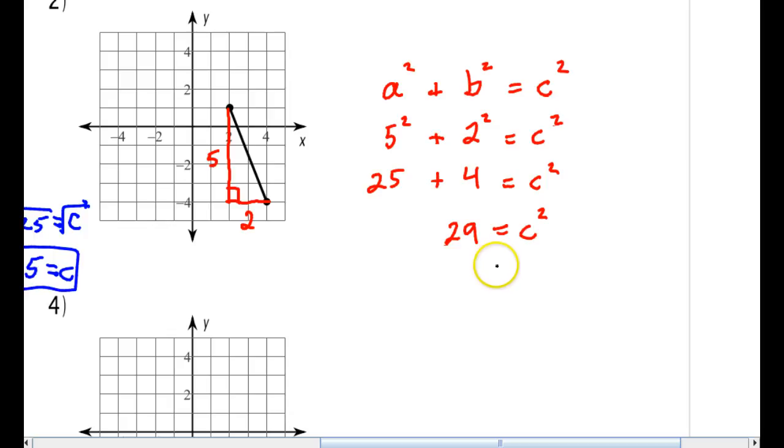What does it equal? Not approximate. What does it equal? Square root of 29. C equals the square root. So again, know the difference between equals and approximate. And now, what does C approximately equal?